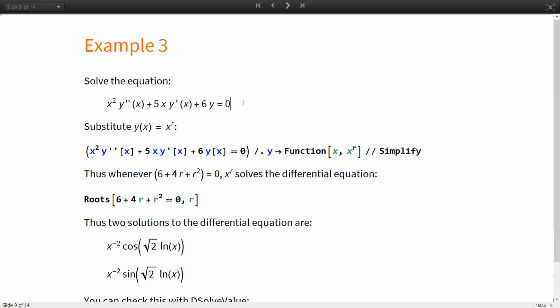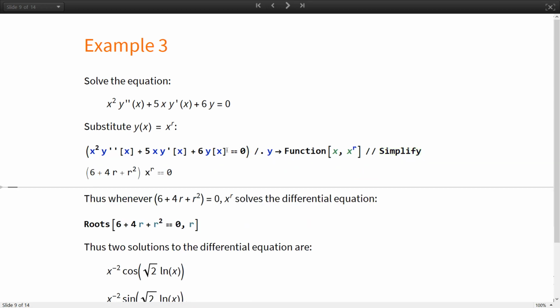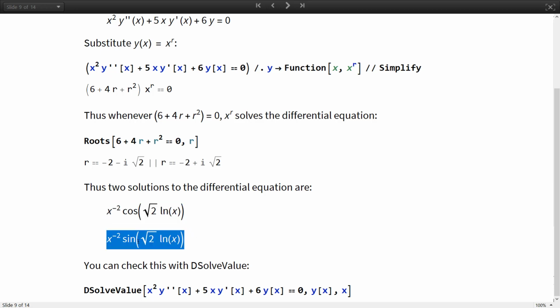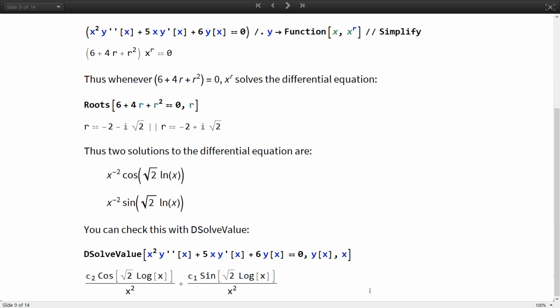Let's solve the Euler equation here. Assuming the solution takes the form of x to the r, substitute this form into the differential equation and simplify. Whenever this polynomial equals 0, x to the r will solve the differential equation. Calculating the roots, we see that the roots are complex. Therefore, the solution must take the form we found on the previous slide, using minus 2 as the real part of the root and square root of 2 as the imaginary part. This result can again be confirmed with DSolve.